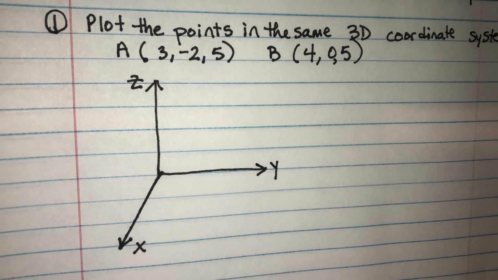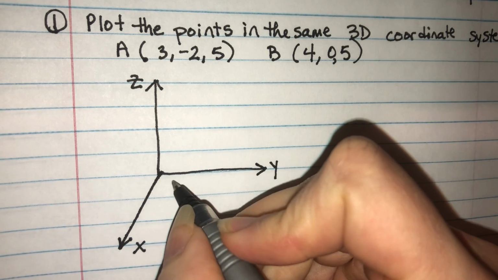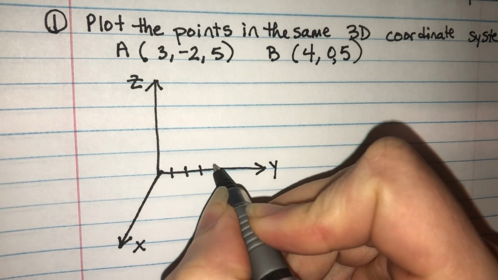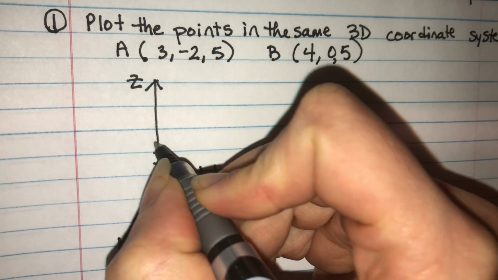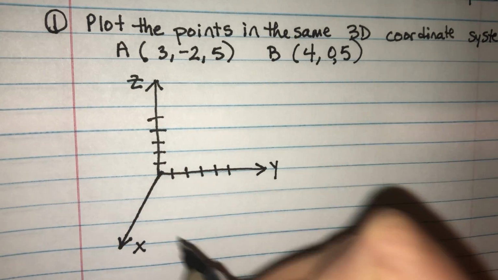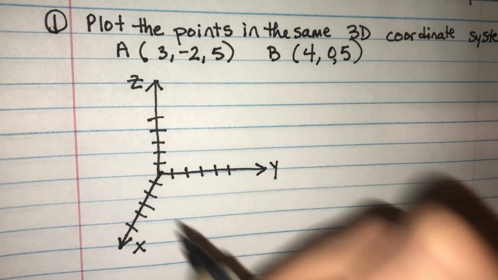So this is X, Y, Z. So I'm going to go ahead and mark off little 1, 2, 3, 4, 5. What's my biggest number? 5. 1, 2, 3, 4, 5. 1, 2, 3, 4, 5.